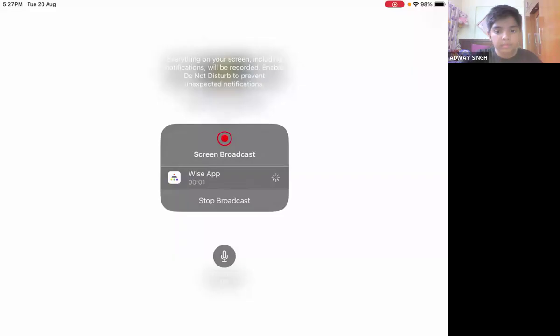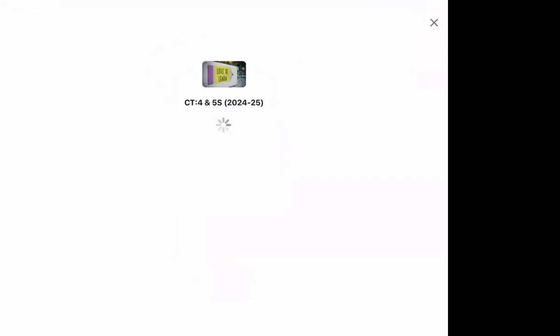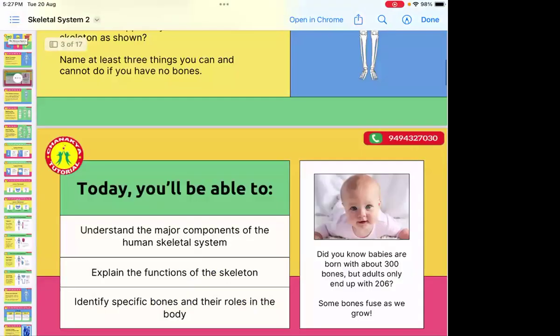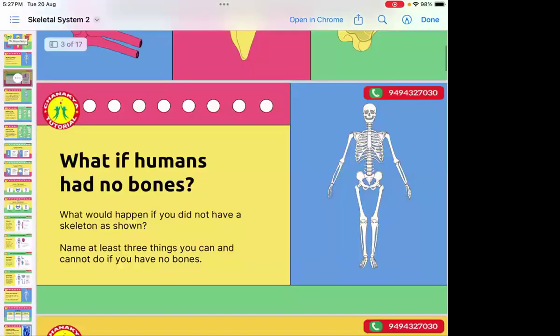Okay, so last time we discussed the skeletal system. Now, am I audible, Advik? Yes, ma'am. Okay. So we will be starting. Actually, we are going to revise the whole thing, whatever we have done through the PPT.